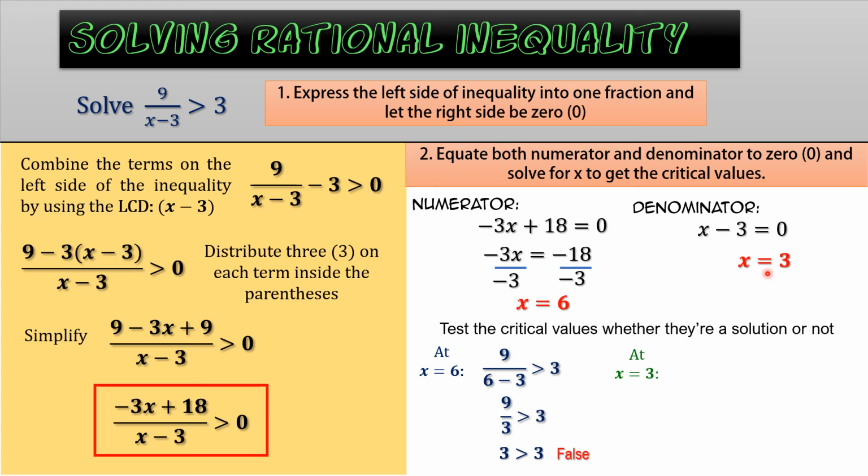Now let's proceed to x equals 3. At x equals 3, we have 9 all over 3 minus 3 greater than 3. 3 minus 3 is 0. So 9 over 0 greater than 3. 9 divided by 0 is of course undefined. We cannot divide any number by 0. So this one is also false. It's not a solution to our rational inequality above. Okay, next, let's proceed to the third step.